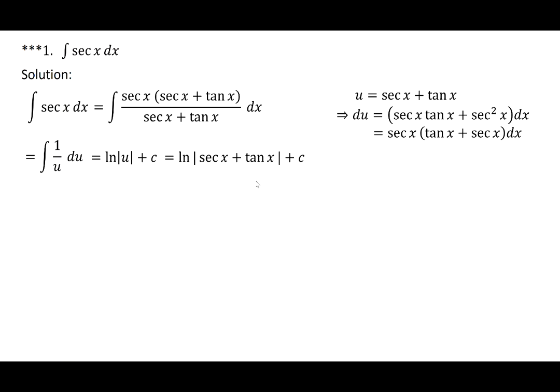Now, you might ask, hey, how did you know to multiply and divide by secant x plus tangent x and then plug in u equals secant x plus tangent x? Right? How did you know that? I mean, where did you come up with that idea? I shamelessly copied that idea. Yep. In this case, I don't mind admitting that it's just shameless copying.